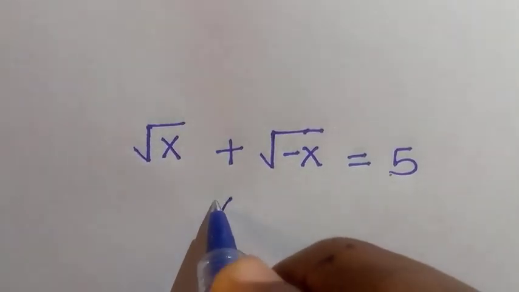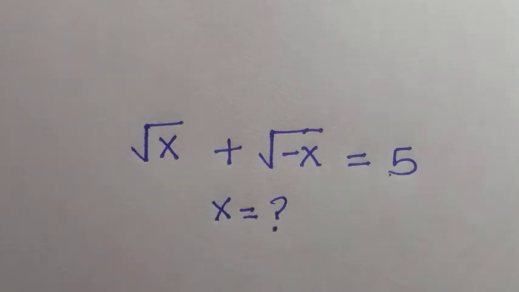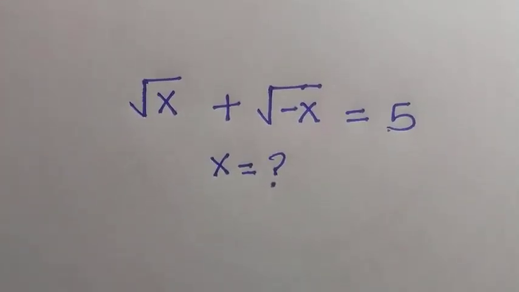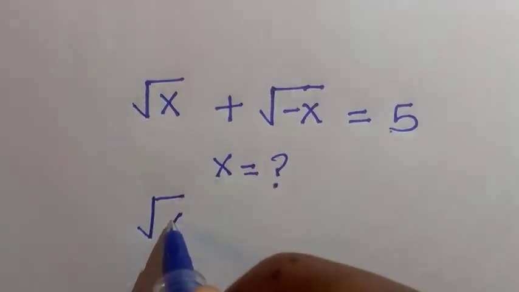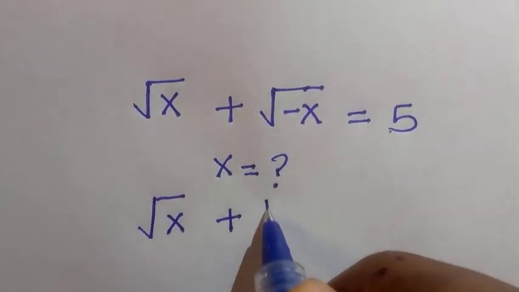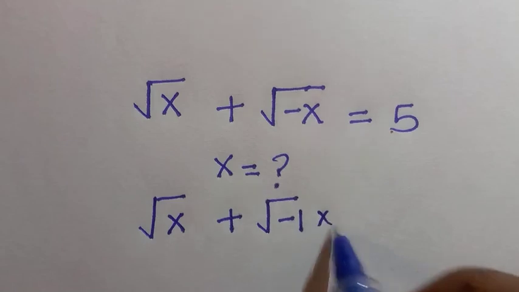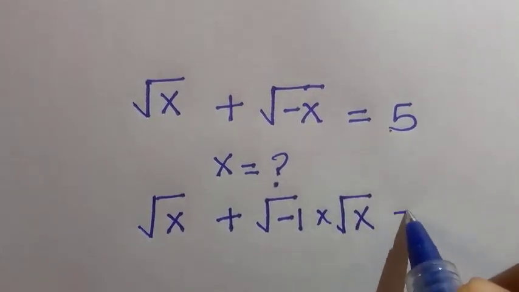How to solve for the value of x in these radical equations. Here we have different values in the root. One is positive, one is negative. To do this, we are going to write this as root x plus, while for the second one, we can write it as square root of minus 1 multiplied by square root of x equals 5.